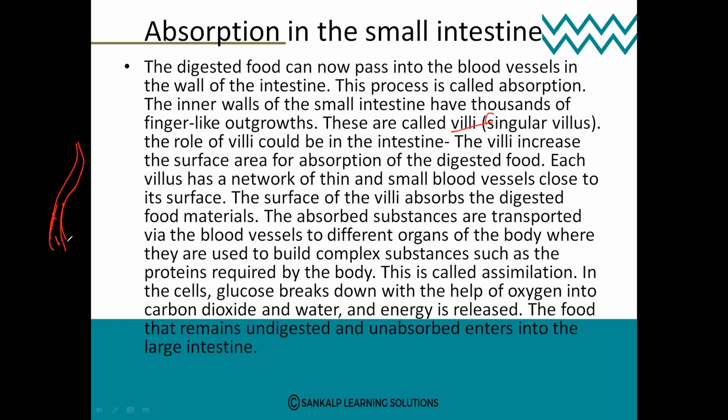Each villus has a network of thin and small blood vessels close to its surface, so that the digested food is passed through these blood vessels. Will it absorb what is needed or what is not needed? Only from the digested food, whatever is required is absorbed.